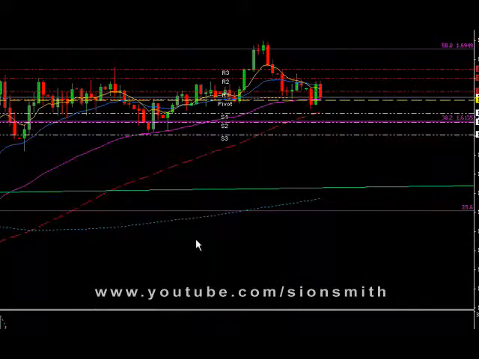Okay, today I want to go through a couple of trades I've done in the last couple of days. It's the 19th of August 2009. Okay, starting off with the GBP, this is the daily chart as you can see.